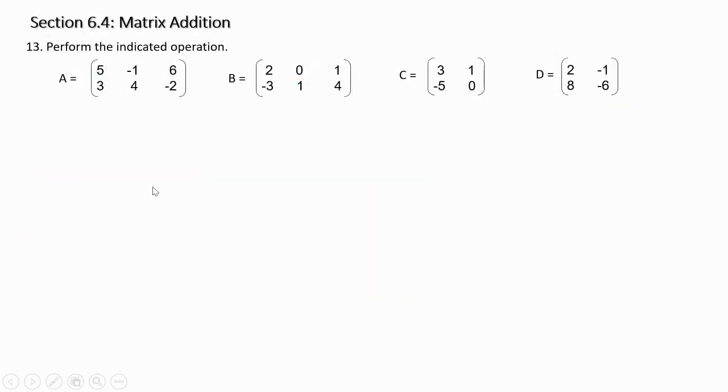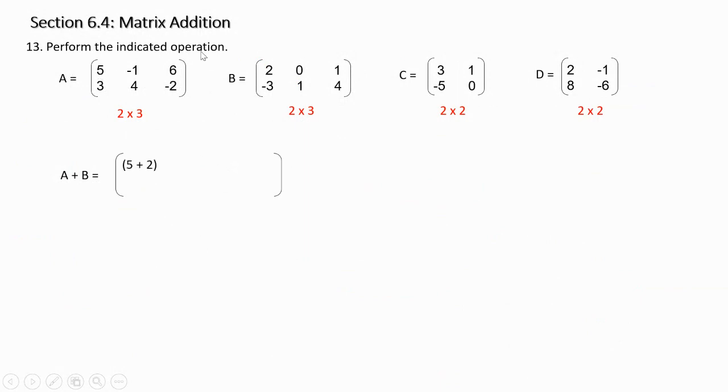Now comes 6-4. Addition, matrix addition. Okay? This is a 2x3 matrix because you go by the rows first and then the columns. So this has 2 rows and 3 columns, 2x3. B is 2x3, C is 2x2, and D is 2x2. In order to do the operations on matrices, they have to be the same size. So can we do A plus B, matrix A plus matrix B? Yes, we can, right? Because these are the same size.